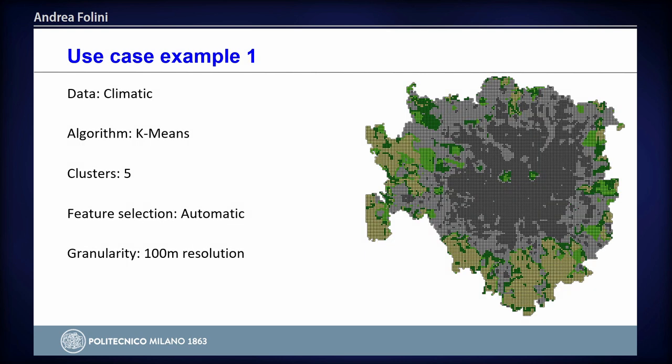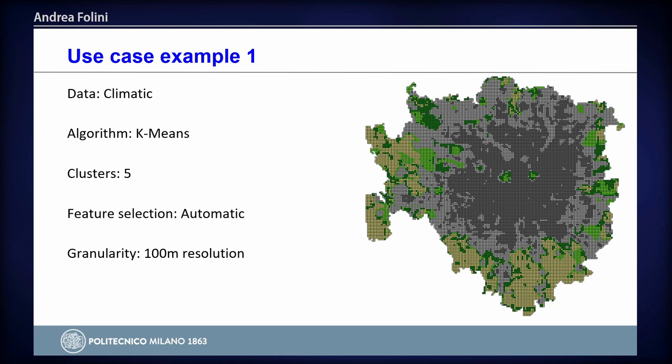The first use case example that we have is an attempt to separate the city of Milan into different climate zones by using automatically selected features. The features selected are mean temperature, air temperature, mean relative humidity, and max wind speed. The spatial resolution is a grid of 100 square meters, and the algorithm used here is K-Means, given the size of the dataset, which is about 4,000 data points.